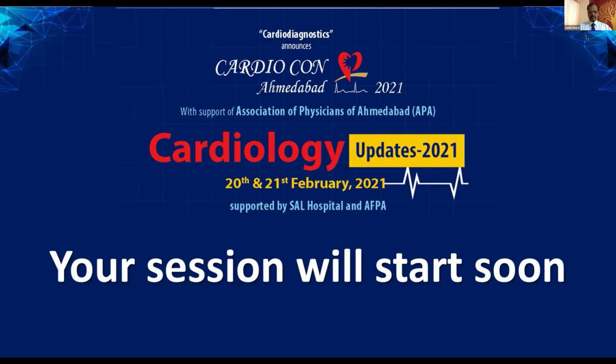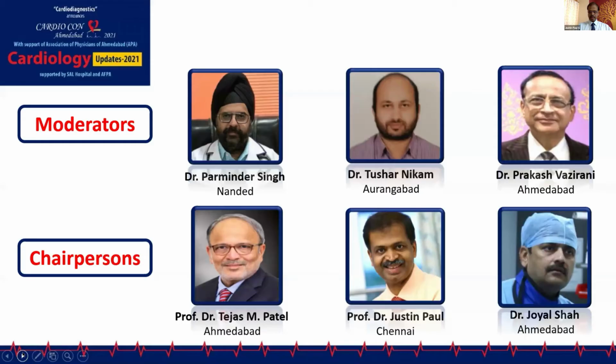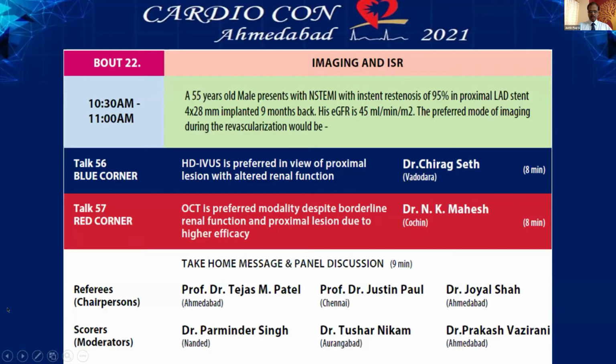Here we have a case to be presented to you, a 55-year-old man with NSTEMI and in-stent restenosis of 95% of the proximal LAD segment with a 4x22mm stent implanted about 9 months back. We are not told the make of the stent. His eGFR is 45 ml per minute per meter squared. We know that he has mildly compromised renal function. So what would be the preferred mode of imaging during revascularization?